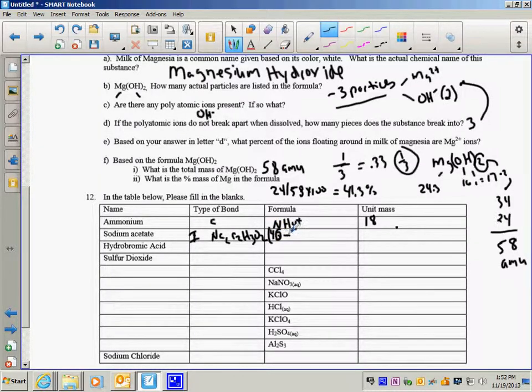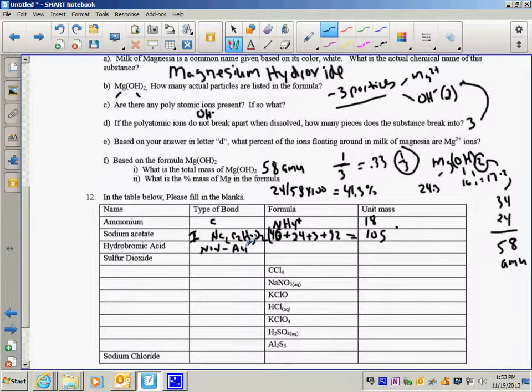46. The carbon is 12 times 2 is 24. The hydrogen is 3 of them, each being 1. And the oxygen is 2 of them, 16 times 2 is 32. Add up all those items. 46 plus 24 plus 3 plus 32. I got 105.